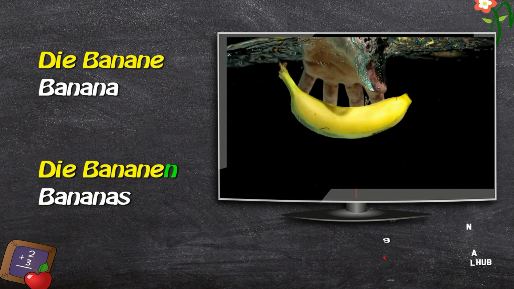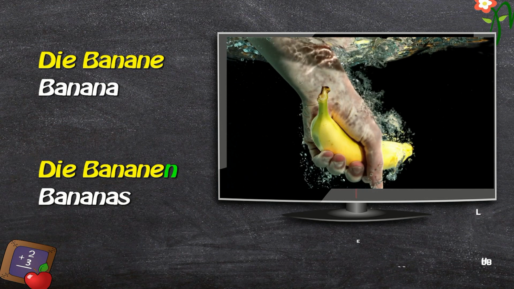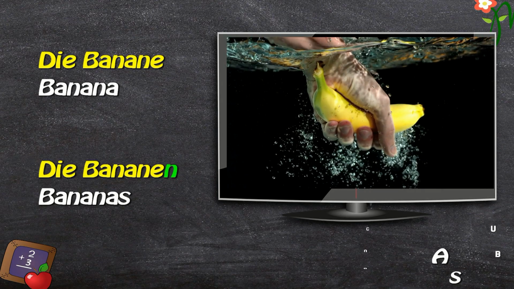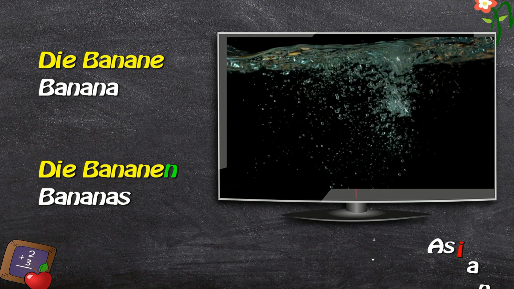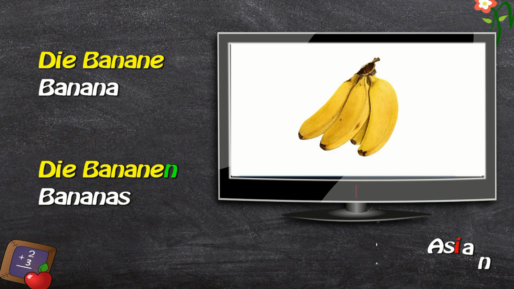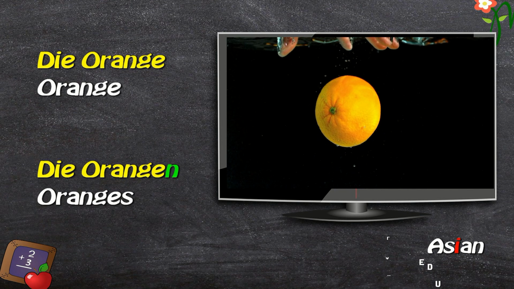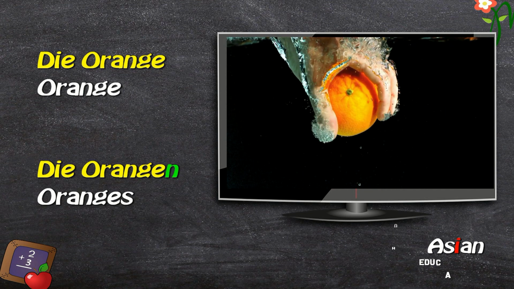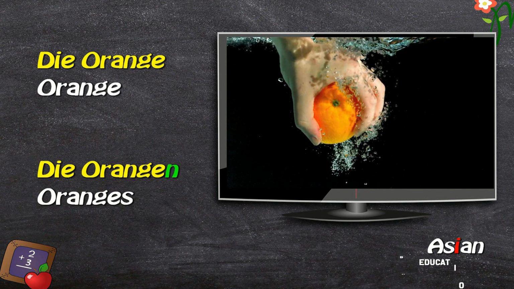So next one is here die Banane. So we have used here article "die" because banana is feminine noun. So the plural of banana is die Bananen. Die Orange. And the plural of die Orange is die Orangen.